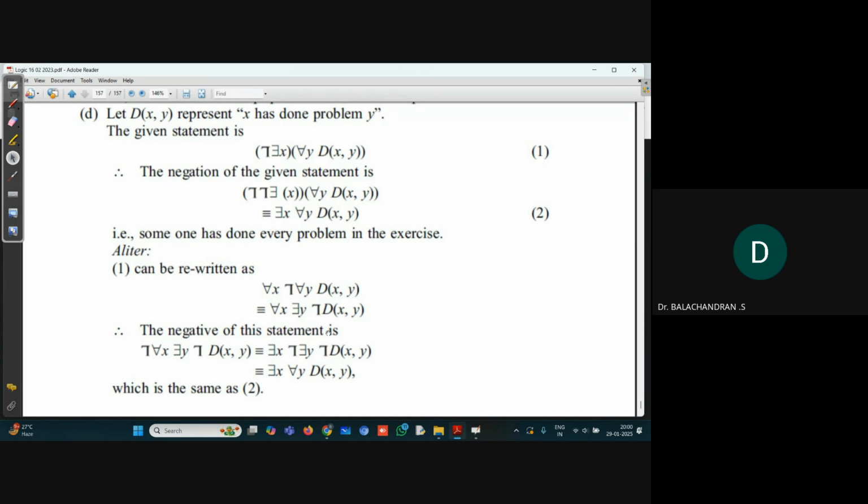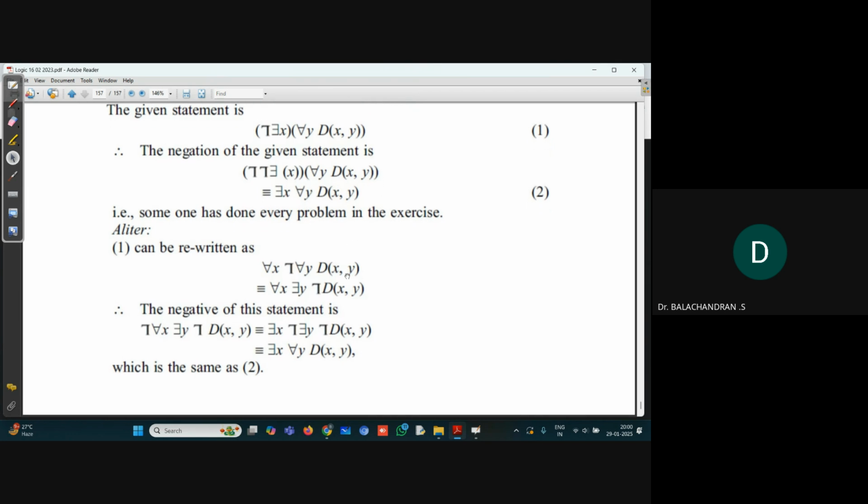So next, negation of this statement. Again I'll put negation before this. So again I will take negation inside here. This every is changed into there exists. This there exists is changed into every. Negation of negation gets cancelled. So D of x y. So that's why I feel this method is a little bit easier. Directly you are getting the answer. So logic is over.